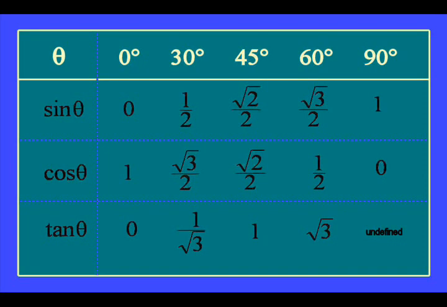Now cosine, you just copy that backwards. Start with the 1, go down to 0. To get the tangent values, you take the sine value and divide by the cosine value. So notice how the tangent goes. It starts at 0, 1 over square root 3, 1, square root 3. So that's pretty easy to remember too.